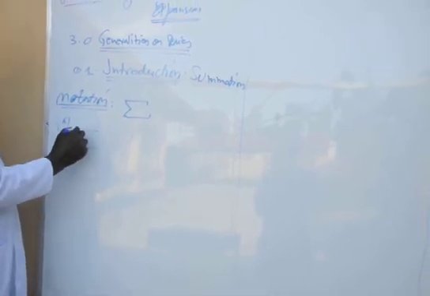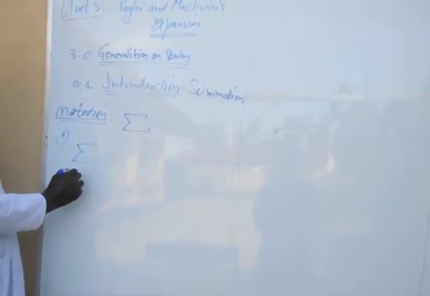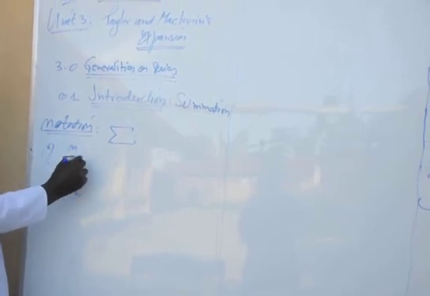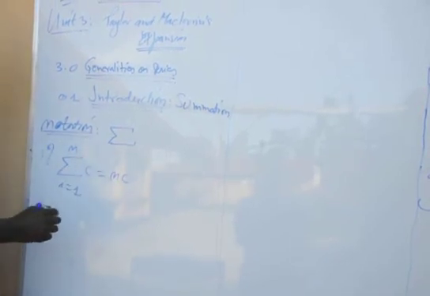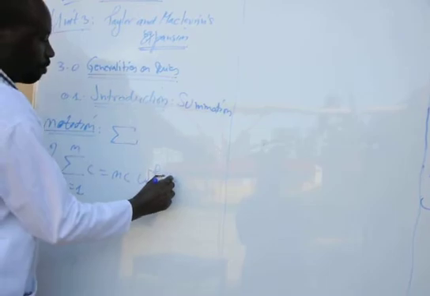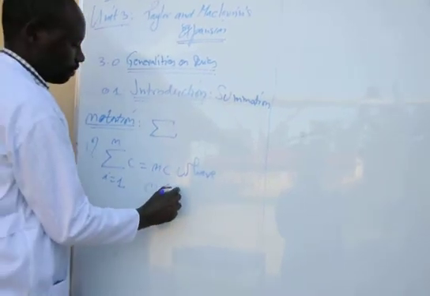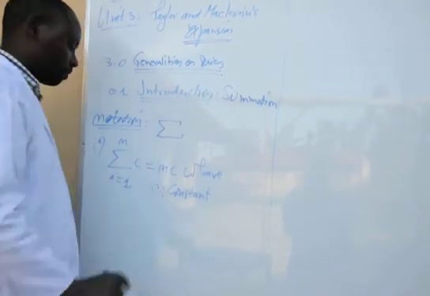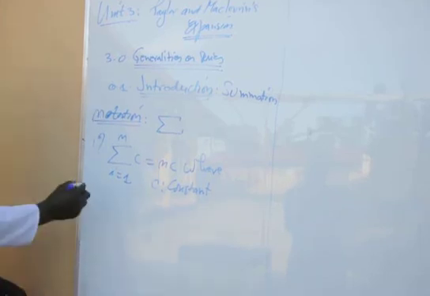It is the sum for i from 1 up to n of c. This is nc, where c is a constant. Let us take an example.